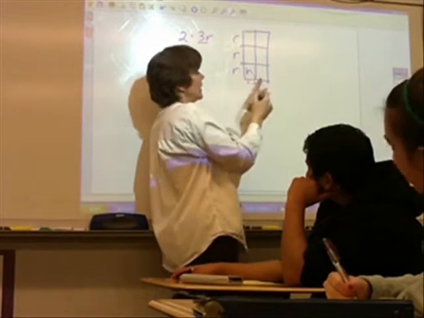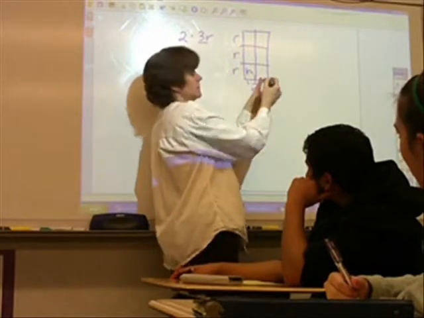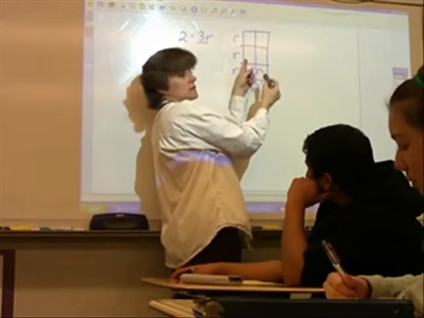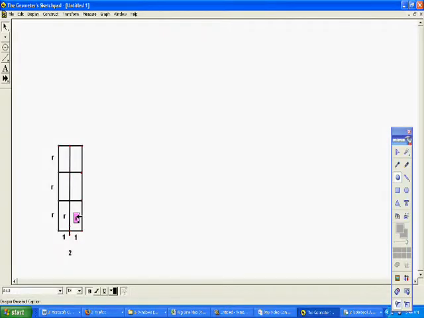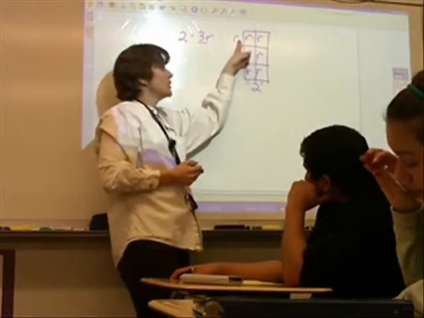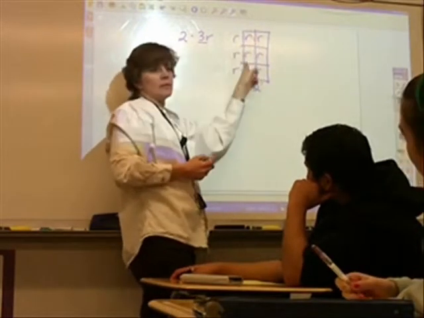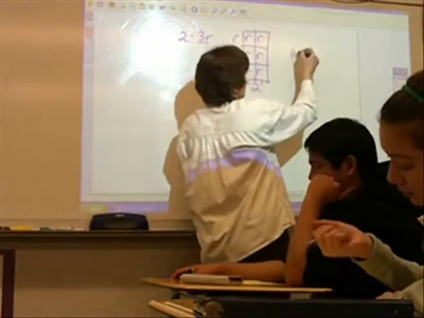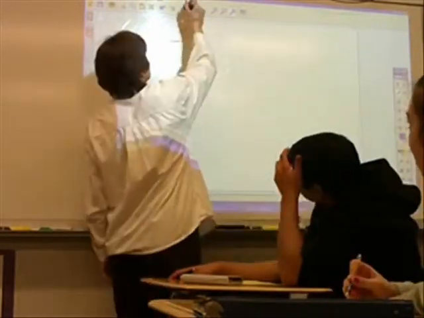1R. How big is this piece? R. How big is this piece? 1 times R is R. How big is this one? So after I multiply 2 times 3 R's, what do I end up with? 6 R's. I get 6 R's. Let's do that one.